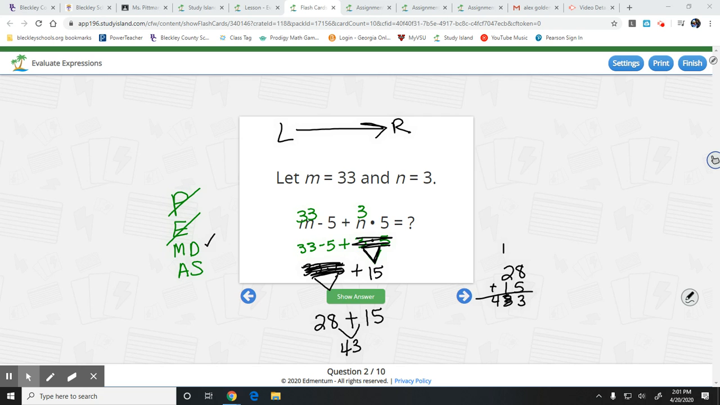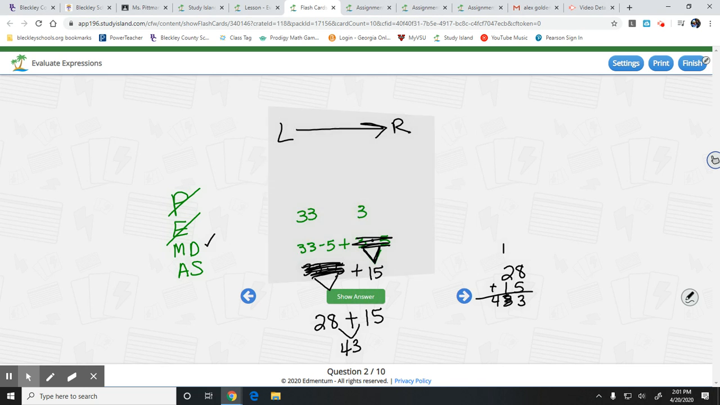All right. I want you to check your work real quick, see what you did, see if you see any errors in my work, because we're about to check our answers. All right, 3, 2, 1. 43, we got it right.